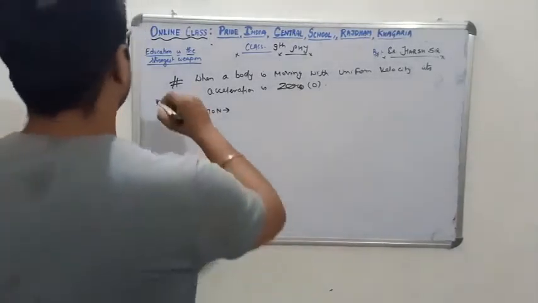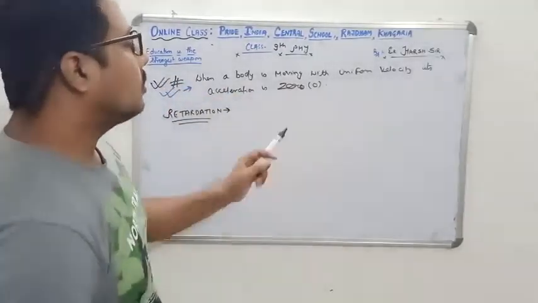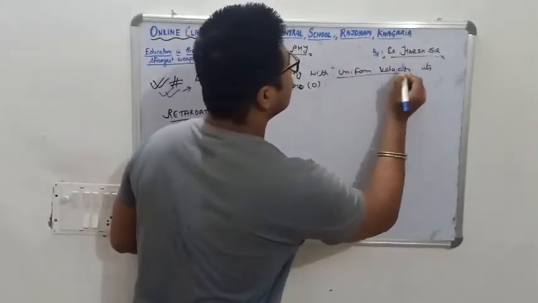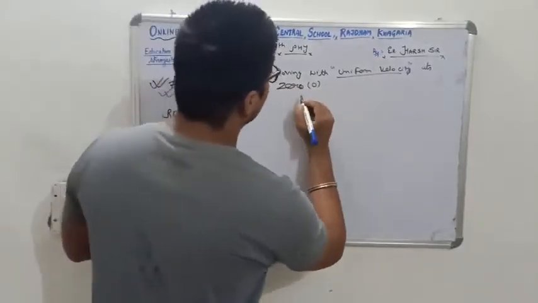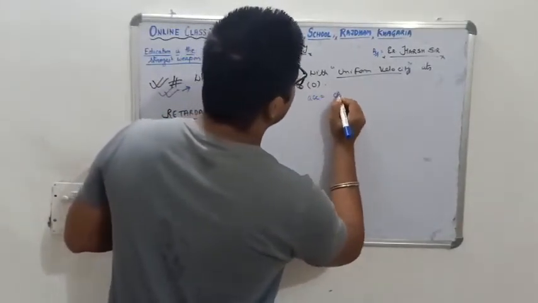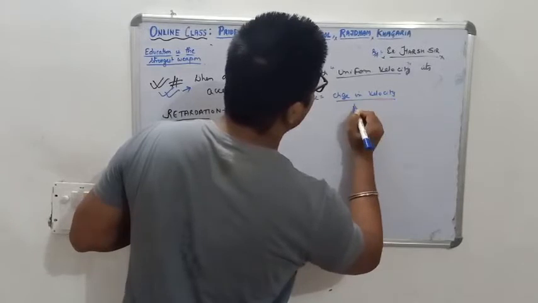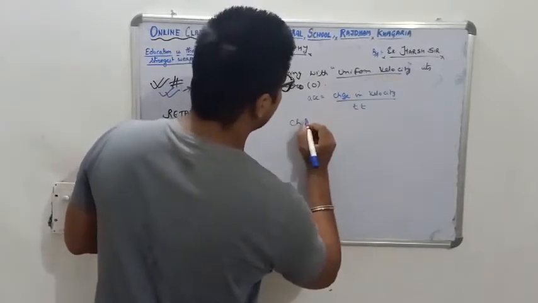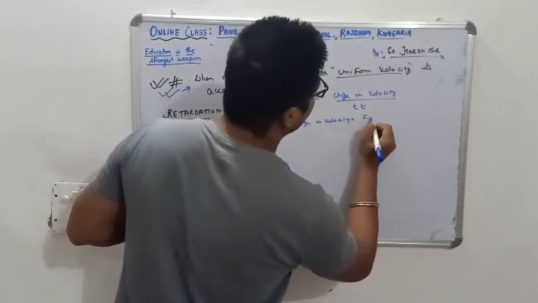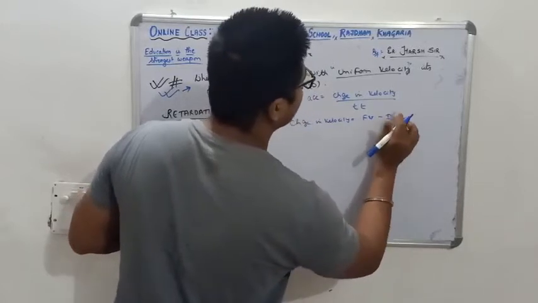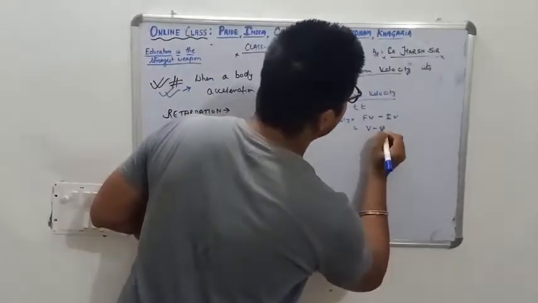Now we need to keep in mind one thing: when a body is moving with uniform velocity, its acceleration is said to be zero. How do we know that? Because we know acceleration is equal to change in velocity divided by the time taken. If a body is moving with uniform velocity, the change in velocity is final velocity minus initial velocity, that is v minus u.